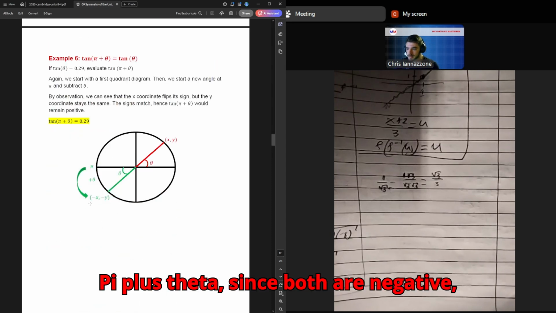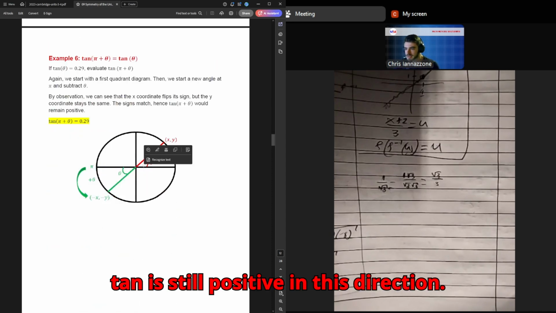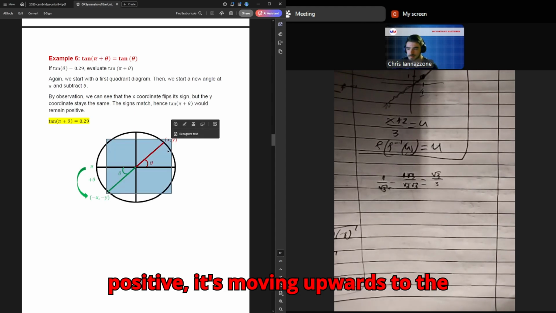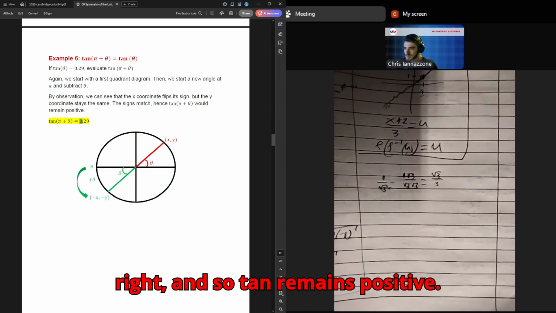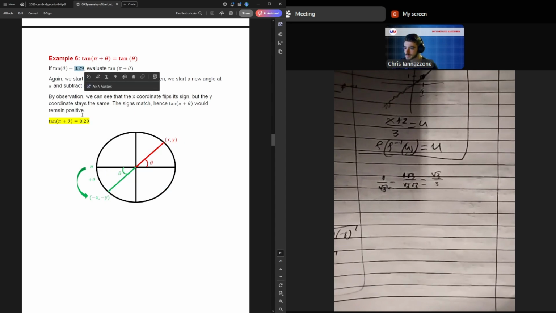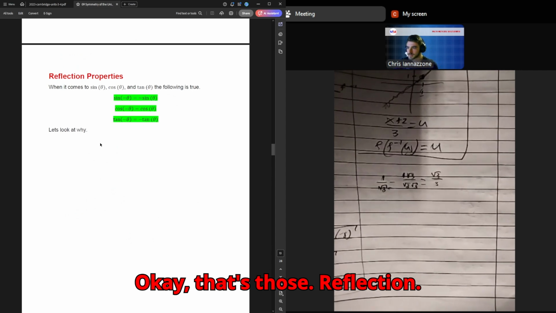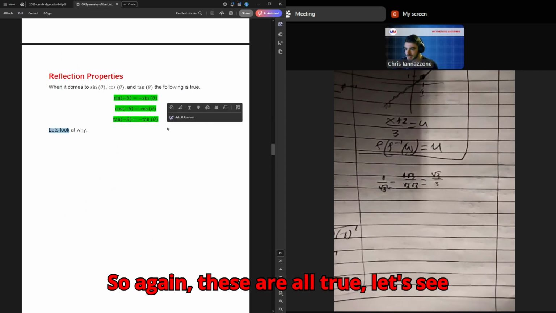Pi plus theta, since both are negative, tan is still positive in this direction. You can see the overall slope is positive. It's moving upwards to the right, and so tan remains positive. Okay, that's those. Reflection. So, again, these are all true.